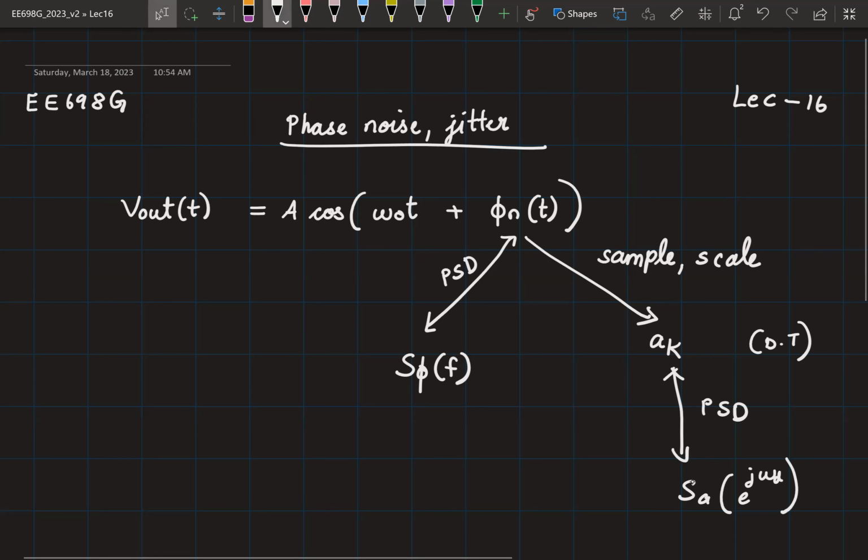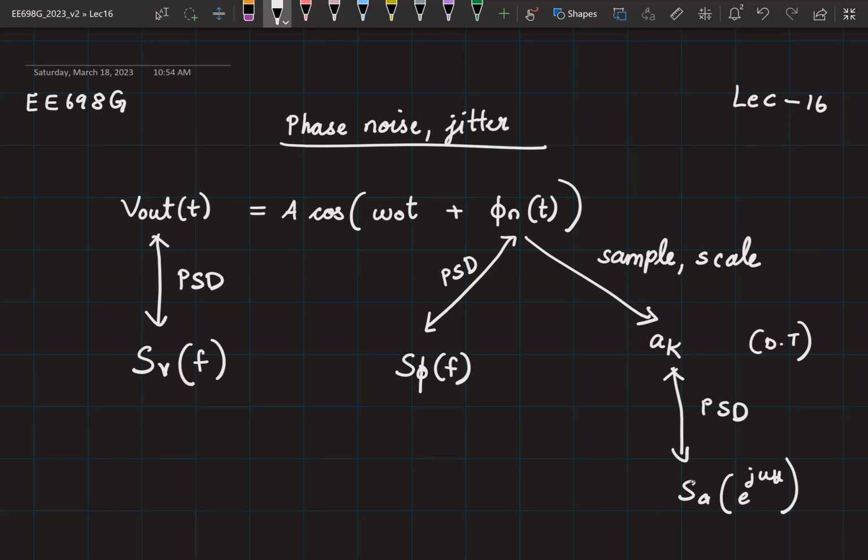Now, I can also take the power spectral density of V out. This will give me a power spectral density for the voltage quantity, SV of F. We already saw the relationship between S phi of F and SA of e power j omega d. And given S phi of F, we now know how to calculate the power in the sequence AK, and once you calculate the power, you can also calculate the sigma. Now, in this class, we are going to focus on the relationship between S phi of F, which is the PSD of phi n of T, and the PSD of the voltage signal.